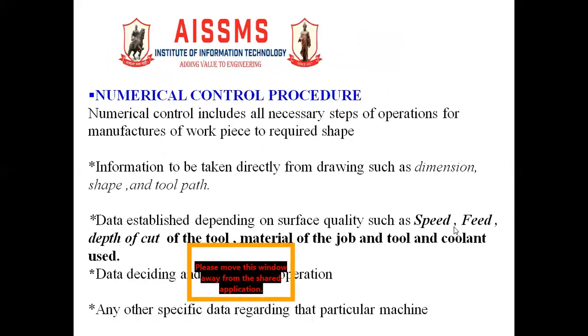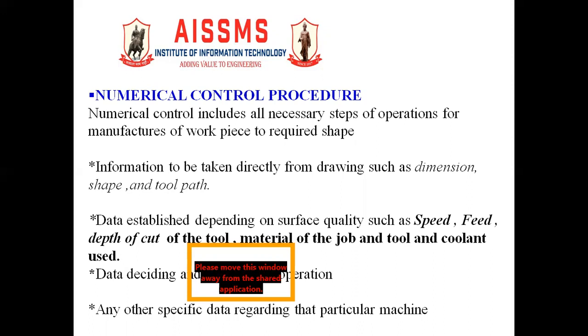What is a numerical control procedure? Numerical control includes all the necessary steps of operation for manufacturing a workpiece to the required shape. All these controls, like x-axis, y-axis and z-axis motion, are done using some control process. This information is taken directly from the drawing. In Delcam or Mastercam software, we take all the coordinates directly from that drawing, with dimensions in millimeters or inches, and the shape and tool path.